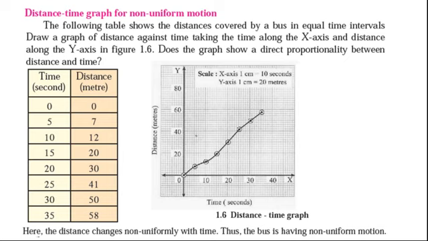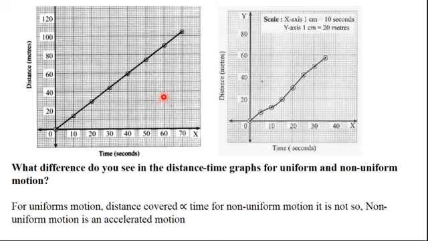When we compare these two graphs, this is the first graph and this is the second graph. In the first, the object is in uniform motion, and in the second, the object is in non-uniform motion. So what is the difference? For uniform motion, the distance covered is directly proportional to time. In Marathi we say that the distance covered is in proportion to time, directly proportional. So for this motion, time and distance are directly proportional.